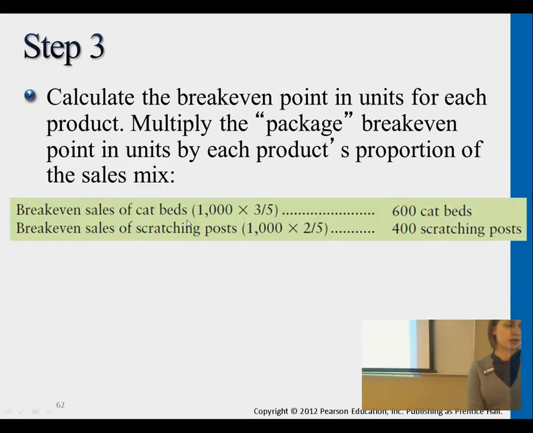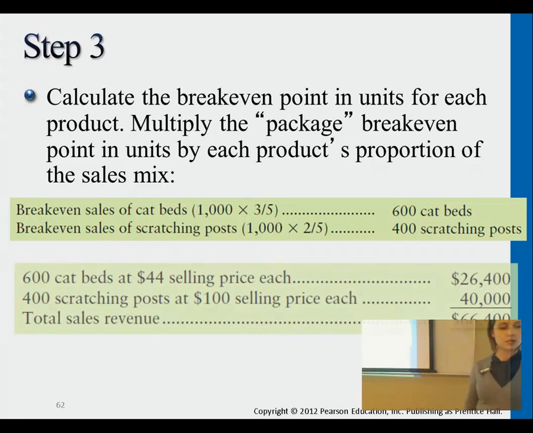So for break-even sales of cat beds, you have 600 cat beds. And for break-even sales of scratching posts, it's 400. And we got it by multiplying 1,000 by 3/5 or 1,000 by 2/5. All right? But that's not it. So the next one, we need to calculate total sales revenue for each product in the bundle. So I'm going to take the number of items from here, so 600, right? And I know that the selling price is $44.